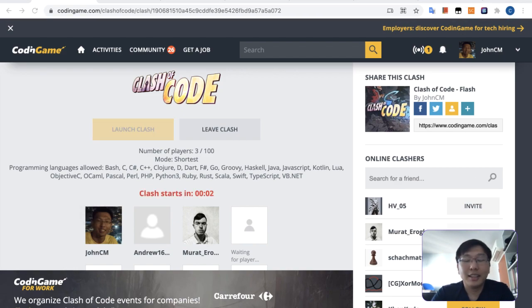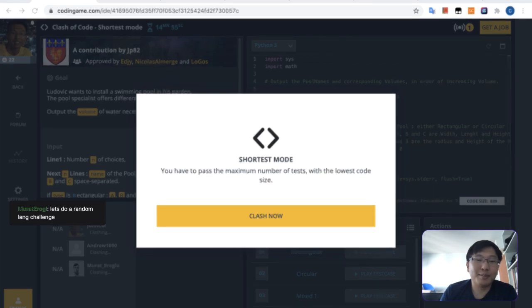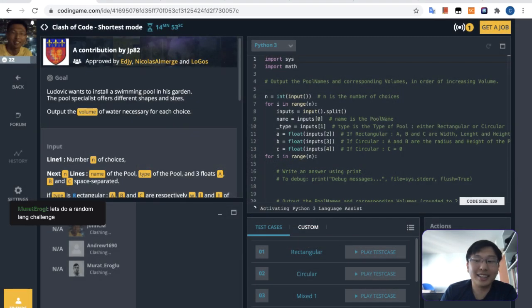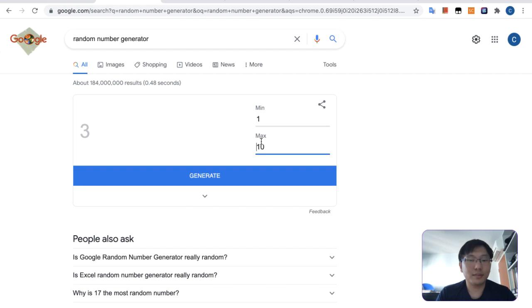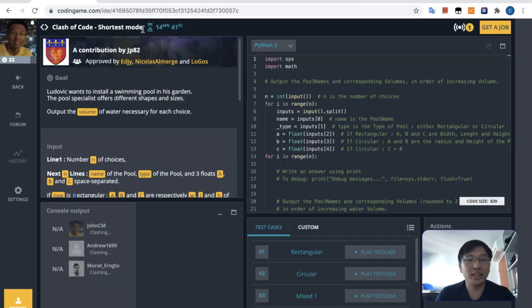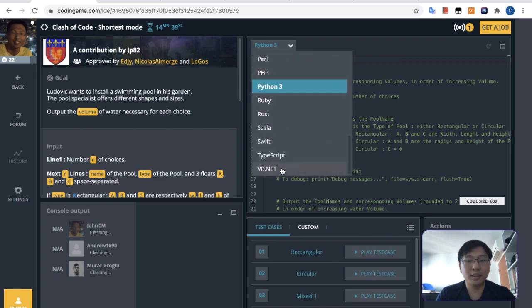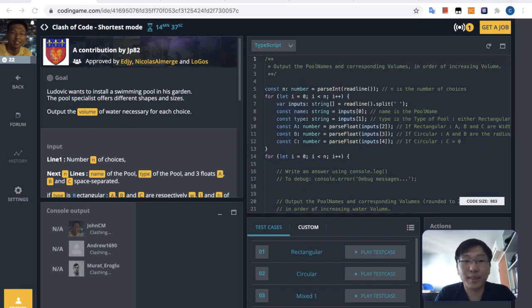Recently, I've been coding my snake game. It's been quite a headache. A random language challenge, sure. Okay, let me do language number 26. TypeScript. The language is TypeScript for this.